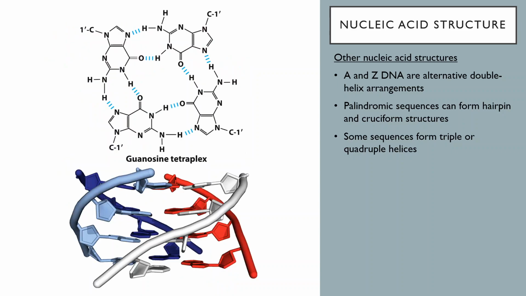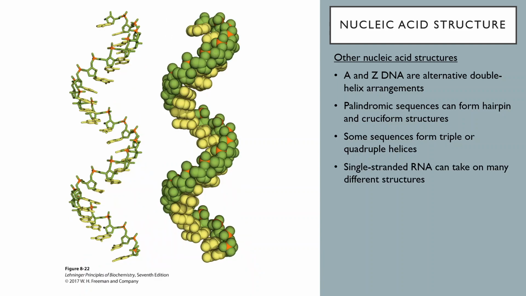You can even form a quadruple helix if you have 4 strands of DNA that only have guanosine bases, because guanosines can hydrogen bond with other guanosines, but only if they're arranged in this sort of tetraplex complex. So if you have, again, 4 strands of DNA that just have guanosine, you can form a quadruple helix. But again, those don't show up in nature. They only really show up in artificial setups.